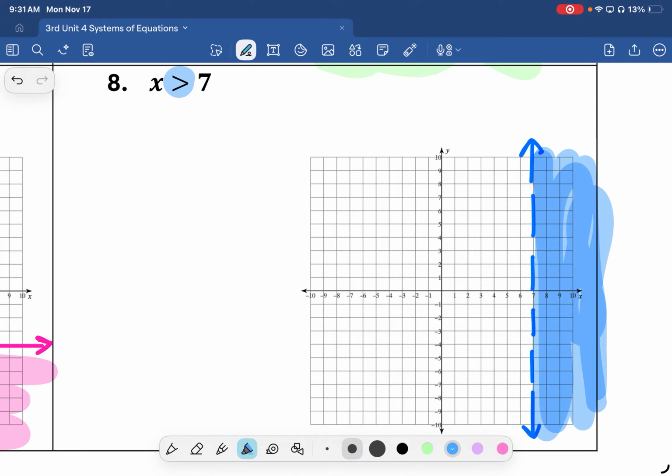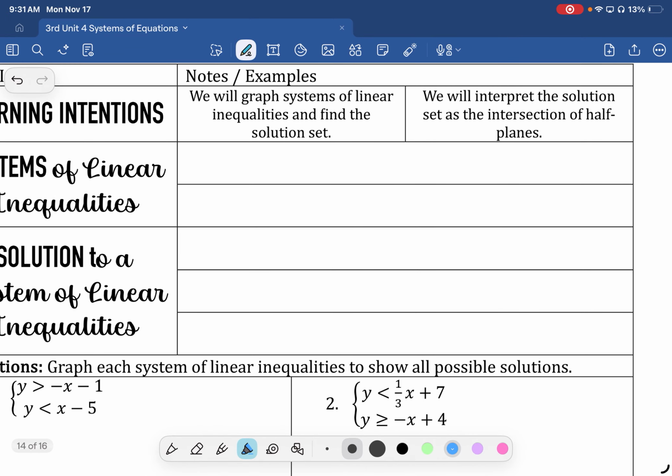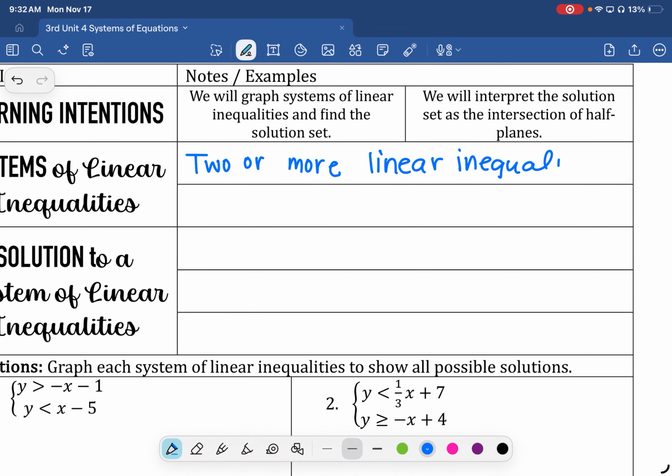All right, then we are going to look at systems of linear inequalities. This is why we need 2 colors of highlighter. All right. So we are going to look at systems of linear inequalities. So a system of linear inequalities is 2 or more linear inequalities that are graphed together.